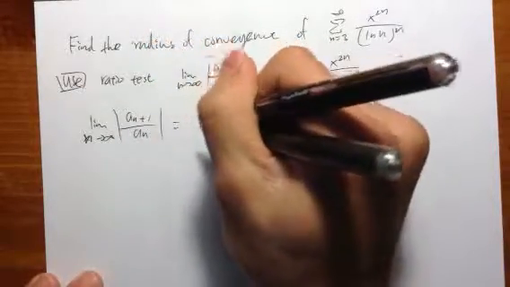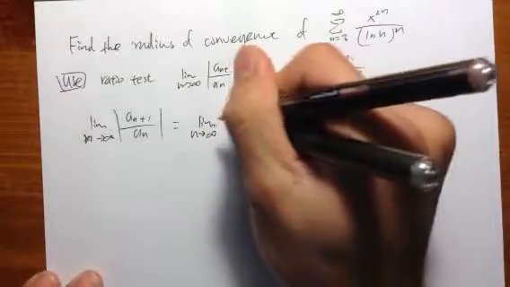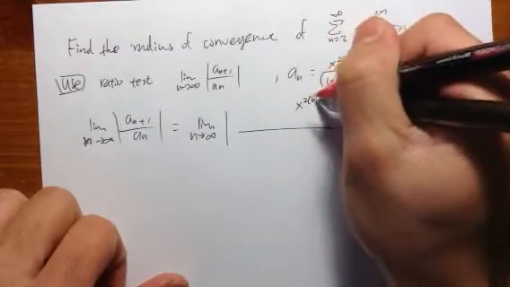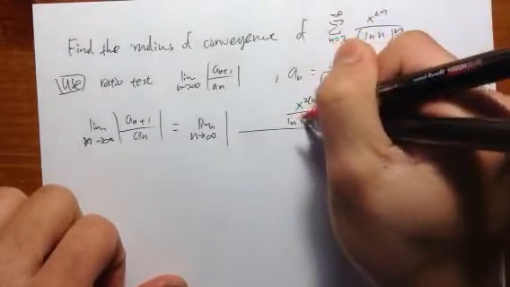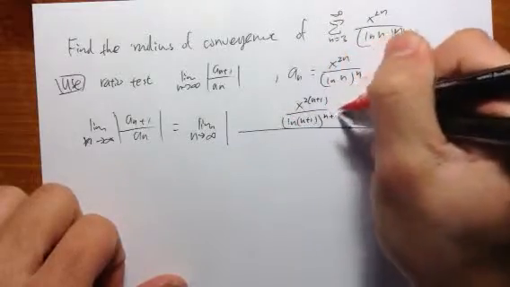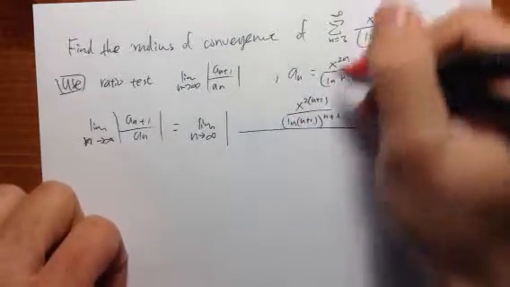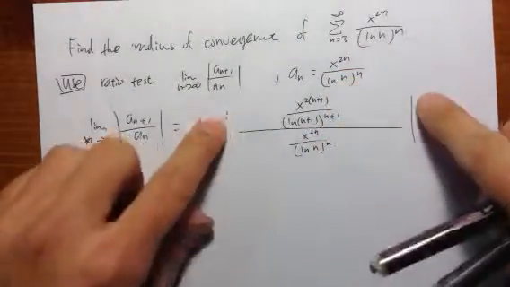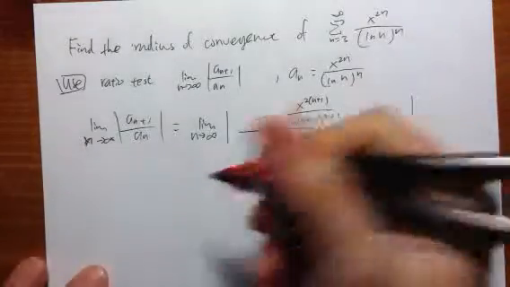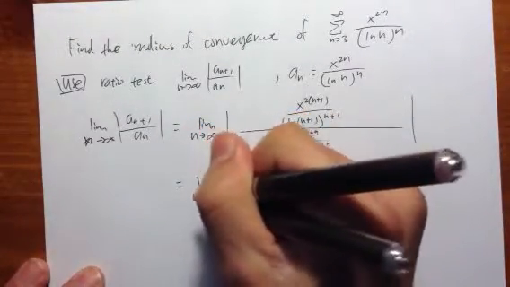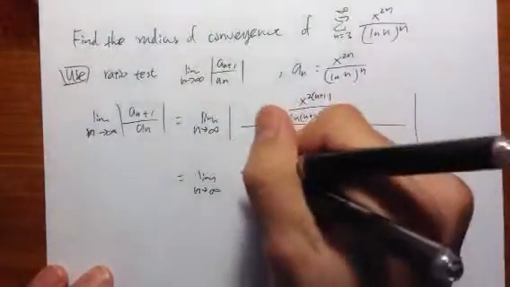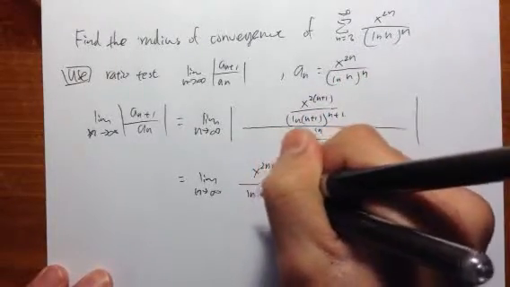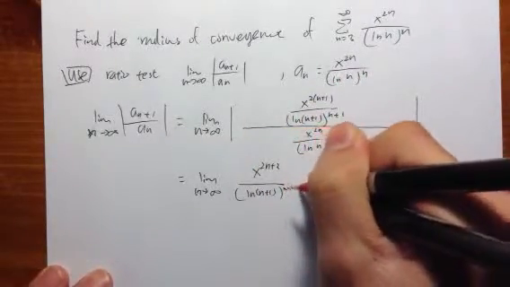So I have the limit as n goes to infinity of a_{n+1}: x to the 2n plus 2 over (ln(n+1)) raised to the n plus 1 power. And then on the bottom is exactly the same, x to the 2n over (ln n) raised to the nth power. I guess the absolute value is not needed because everything inside was positive anyway.